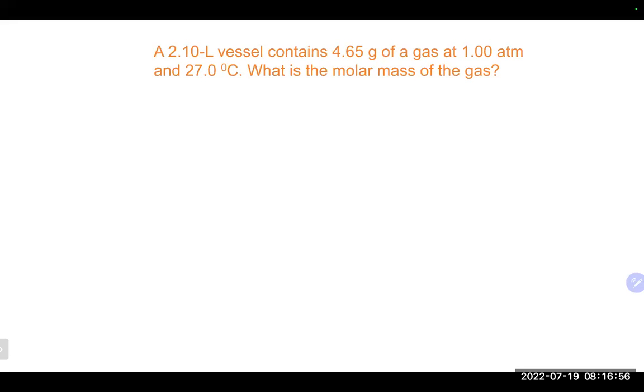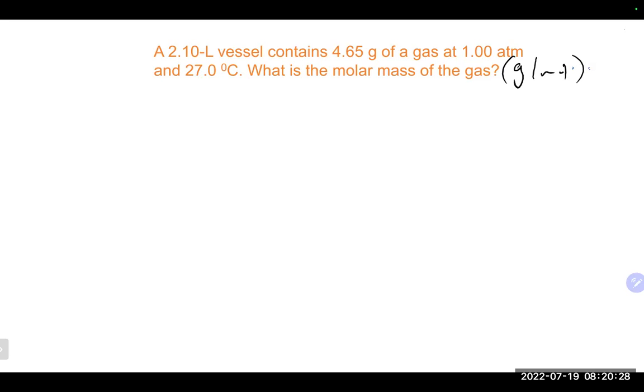A 2.1 liter vessel contains 4.65 grams of a gas at 1 atmosphere and 27 degrees Celsius. What is the molar mass of the gas? So take a couple minutes, see what you come up with here. And again, molar mass is grams per mole. Okay, let's take a look.